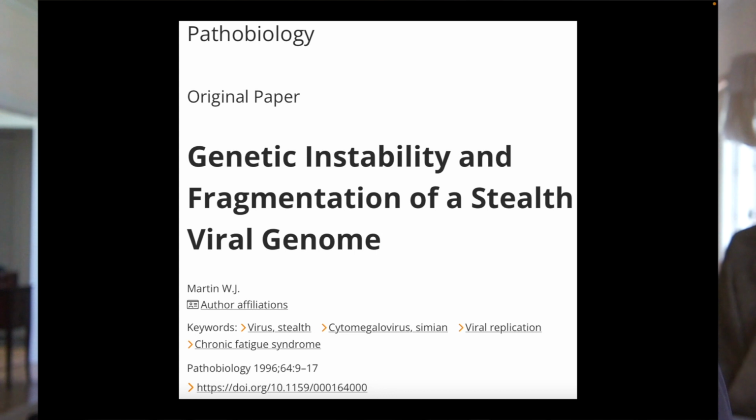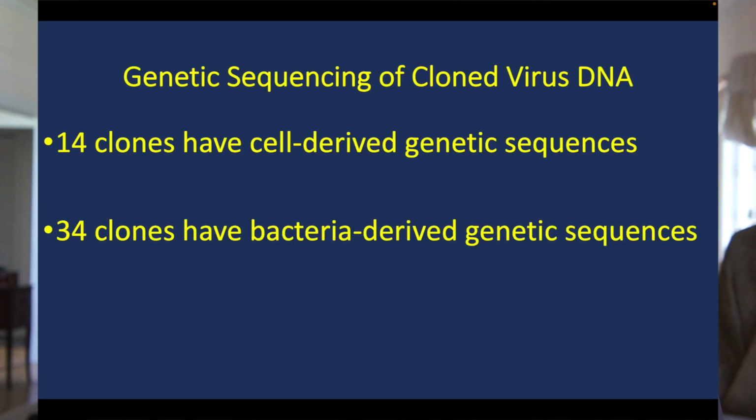What I'd like to do now is focus on those clones that had bacterial sequences. In the last video, I described these, the 14 clones that had cellular-derived genetic sequences, but we had 34 clones, quite a significant number, that had bacteria-derived genetic sequences.